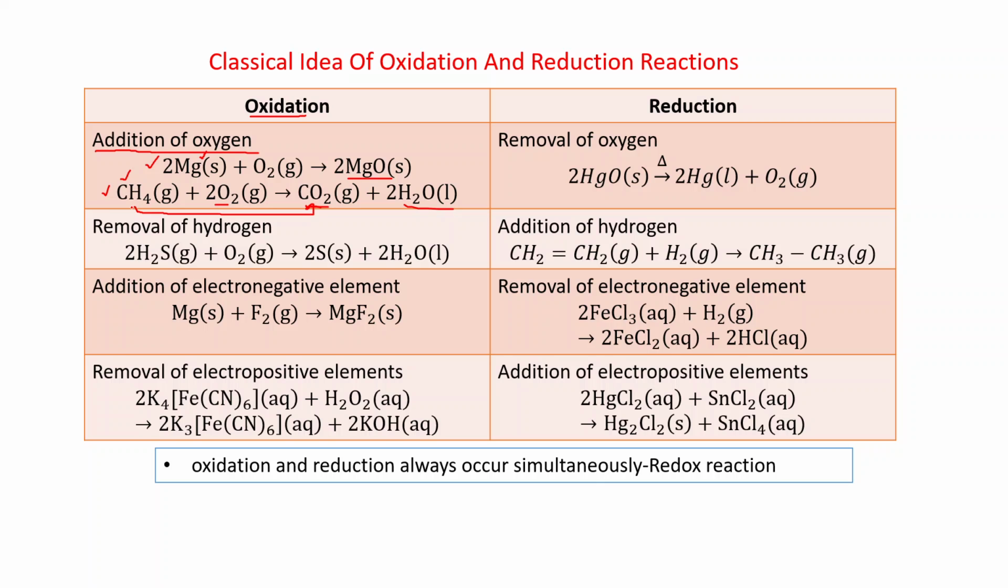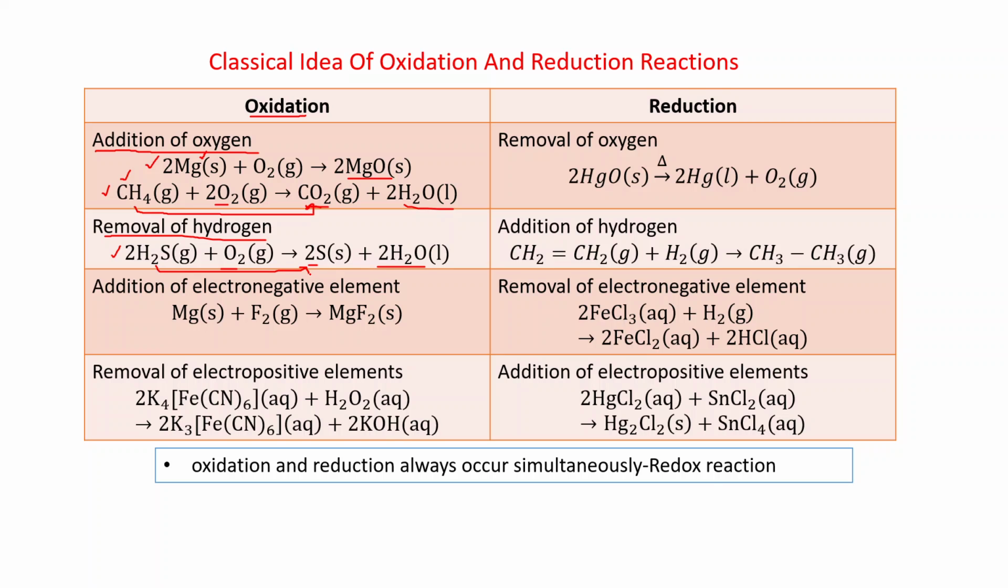If you say CH4 is converting into CO2, it means hydrogen is removed from the carbon. So we can also define oxidation as removal of hydrogen. And another example of this removal of hydrogen is H2S. When it reacts with O2, it will convert into sulfur and water. This H2S converting into S, hydrogen is removed.